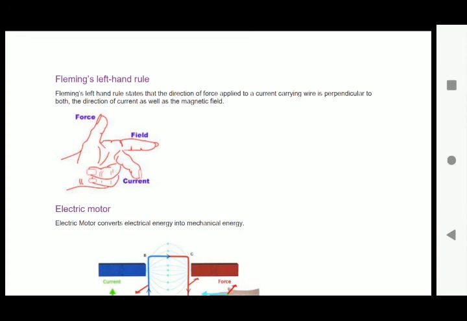Once again, hold the forefinger, the center finger, and the thumb of your left hand at right angles to one another. Right angles means 90 degrees to each other. Adjust your hand in such a way that the forefinger points in the direction of magnetic field and the center finger points in the direction of current. Then the direction in which the thumb points gives the direction of force acting on the conductor.